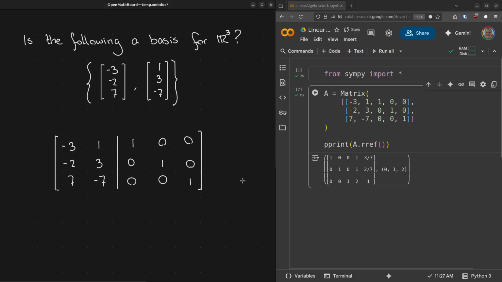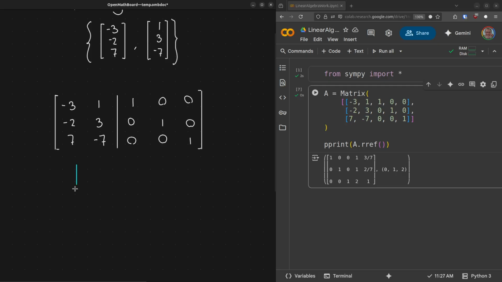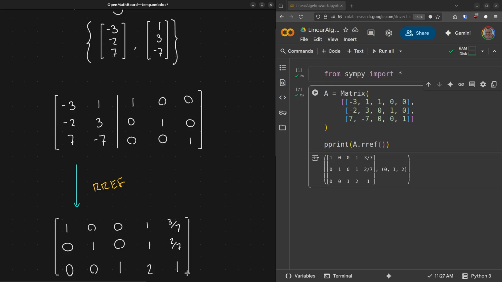Okay. So what I get once I transform this matrix into its reduced row echelon form: Row 1 is 1, 0, 0, 1, 3/7. Row 2 is 0, 1, 0, 1, 2/7. And row 3 is 0, 0, 1, 2, 1. The augmented line comes after the second column. Okay?